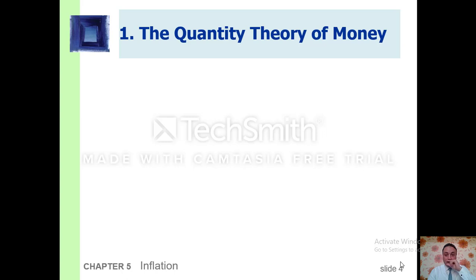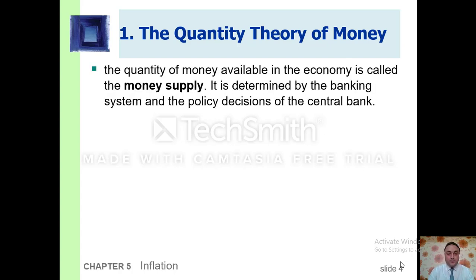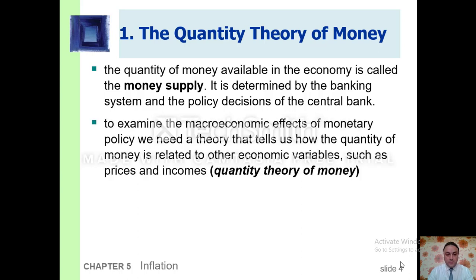According to what we studied in the previous chapter, we will now see the quantity theory of money. The quantity of money available in the economy is called the money supply. It is determined by the banking system and the policy decisions of the central bank. To examine the macroeconomic effects of monetary policy, we need a theory that tells us how the quantity of money is related to other economic variables such as prices and incomes.